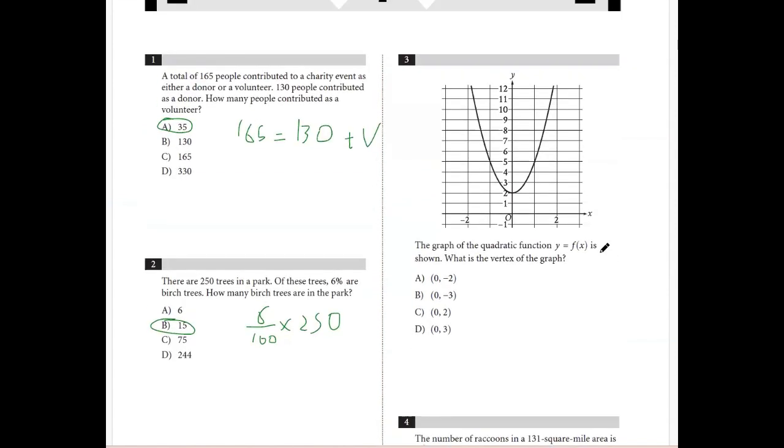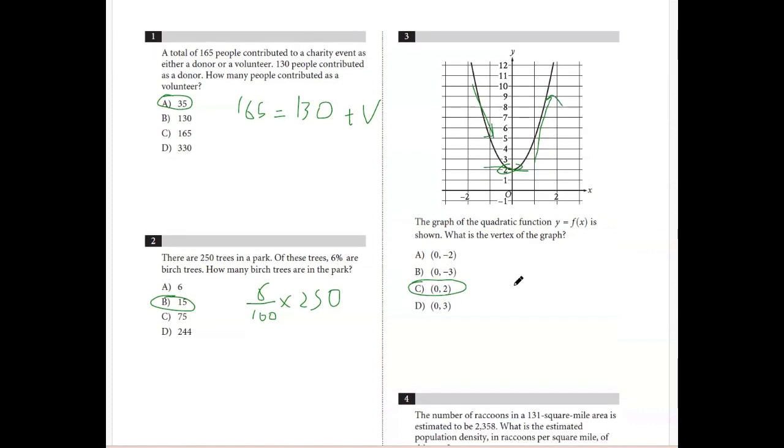Question number 3. The graph of the quadratic function y equals f of x is shown. What is the vertex of the graph? Vertex is, you see where the y keeps decreasing, and then after passing this point, the y increases, right? I'm just looking for this point. So 0, comma 2 is the correct answer choice. So C as in cat. Okay. Moving on to question number 4.